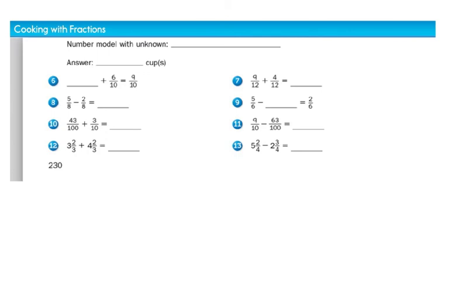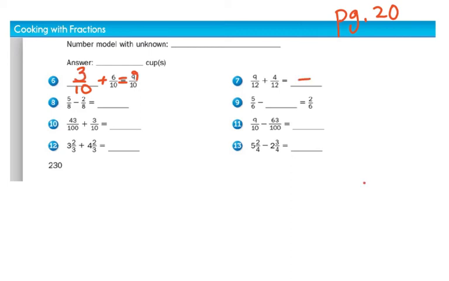And the last part of page 230. Numbers 6 through 13, we're either adding or subtracting fractions without the number story. So go ahead, keep the denominators the same, and watch the sign. What number plus 6 gives me 9? Not 6 plus 9, but what number plus 6 gives me 9? And that would be 3/10.